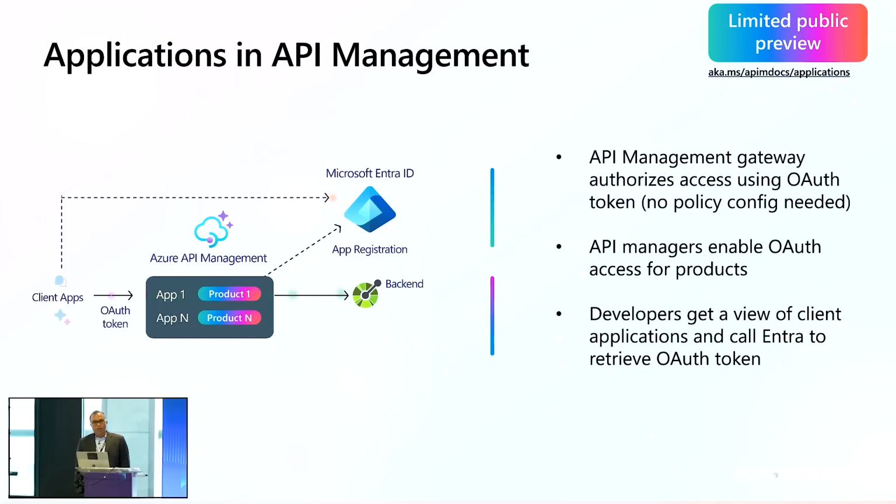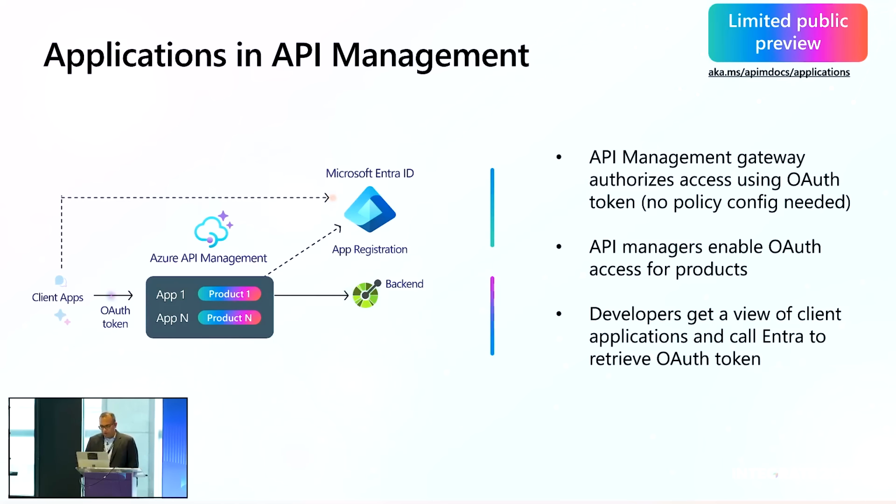Applications enables the API Management gateway to authorize access using OAuth tokens. So you don't need a validate JWT token policy or validate Azure AD token policy. It's all done behind the scenes by the gateway. All you need to do is to tell us, the API managers need to tell us, which products and which APIs have OAuth access enabled. And basically, developers will get a client application. They will use the client credential flow to essentially access the API.